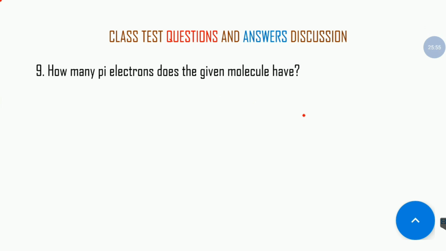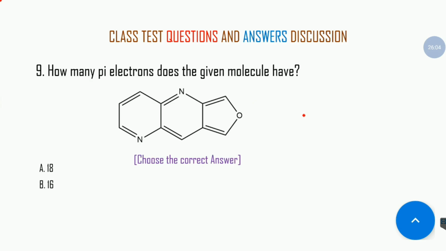How many pi electrons does the given molecule have? So here is your compound, and all the options. It's very easy, you just have to count all the pi bonds and lone pairs that are involved in your conjugation. There are 1 2 3 4 5 6, so 6 pi bonds mean 12 pi electrons you already have. And we have to count the lone pairs.